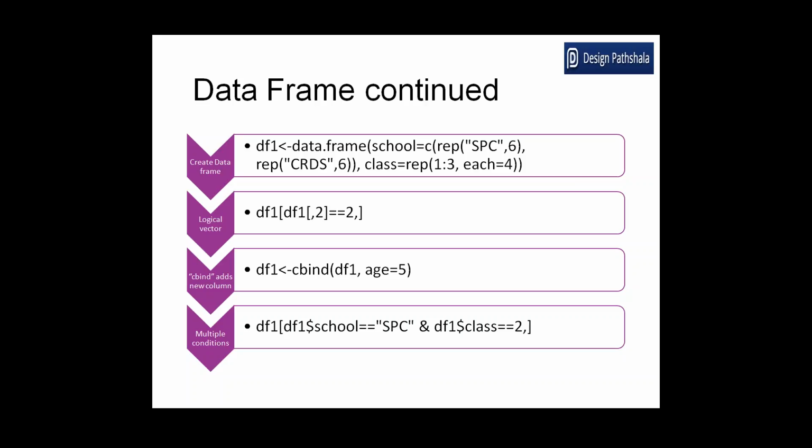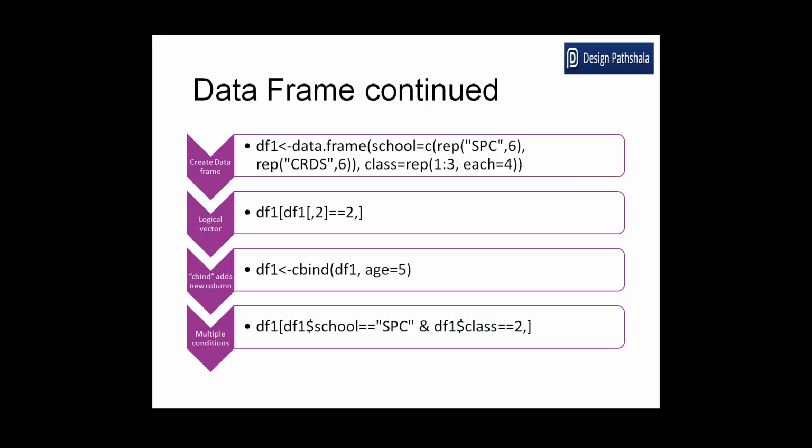And now my c is combining both these two things together. So my school has become a vector with the first 6 values comprising SPC and the next 6 values comprising CRDS. So its length is 12. So I used the rep function, otherwise I would have typed SPC 6 times and CRDS 6 times. In order to avoid that, so this is my school vector.